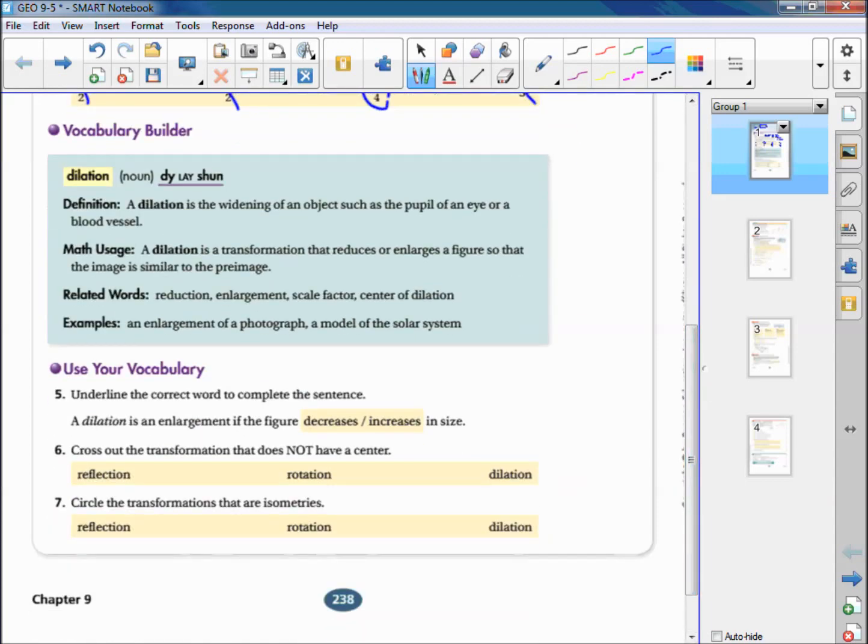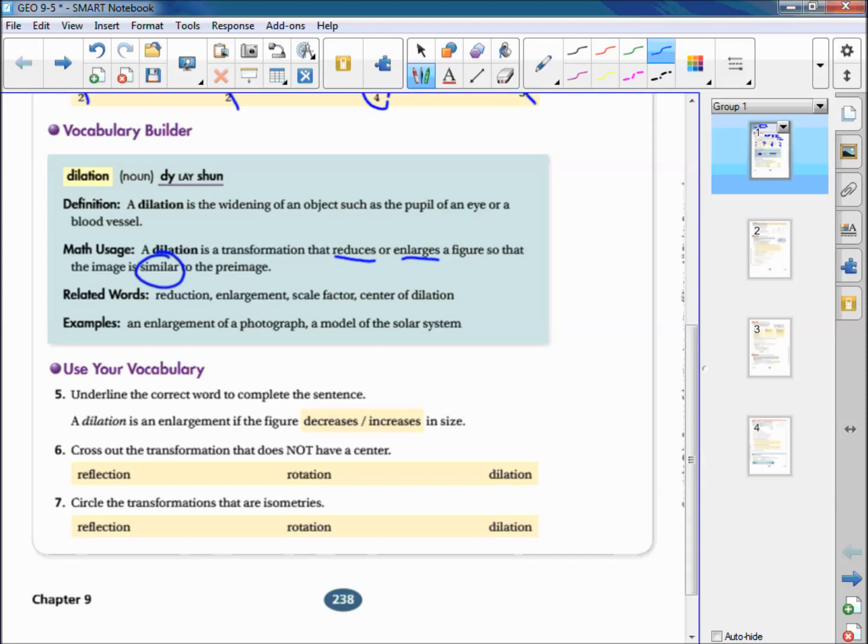Dilation, a new word. A dilation is the widening of an object such as a pupil of the eye or a blood vessel. A math usage for dilation is a transformation that reduces or enlarges a figure so that the image is still similar to its pre-image. Similar is important here, okay? Related words are reduction, enlargement, scale factor, and center of dilation.